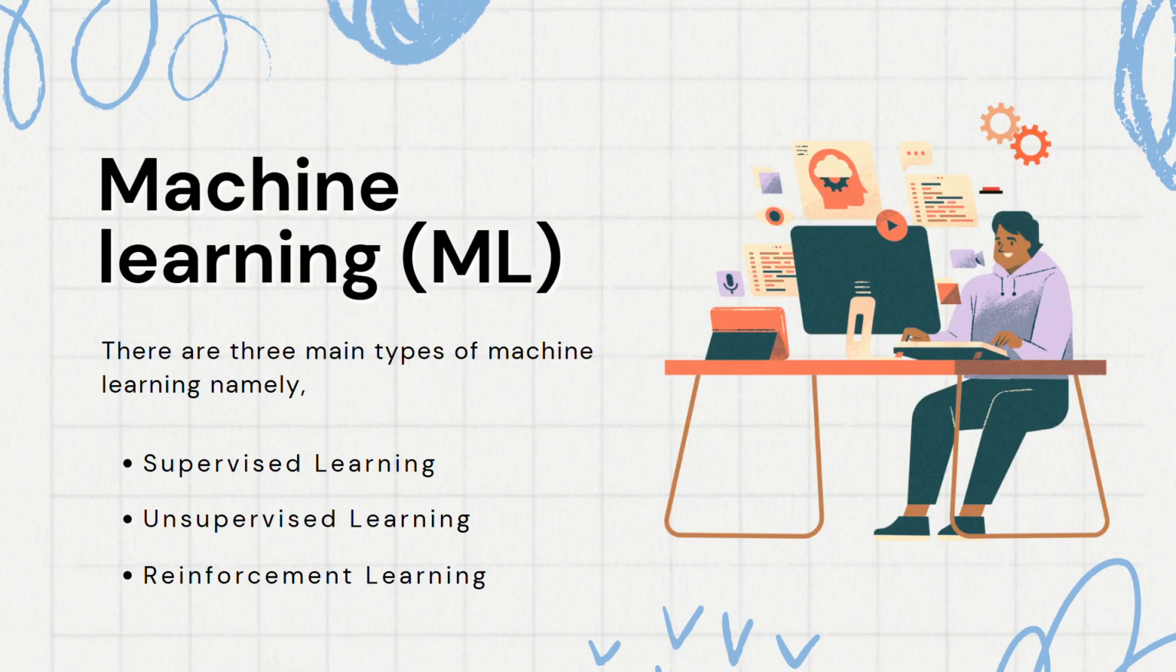Machine learning is actually a branch of artificial intelligence that enables computers to learn from data and make decisions or predictions without being explicitly programmed. Instead of writing code to tell the computer exactly what to do, you provide data and let the computer learn patterns from it.